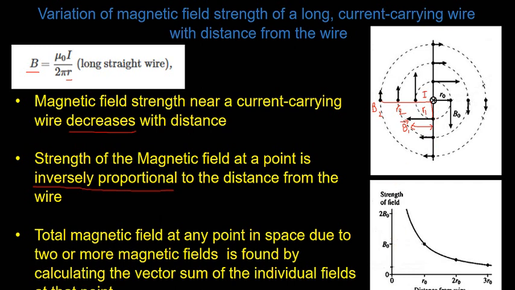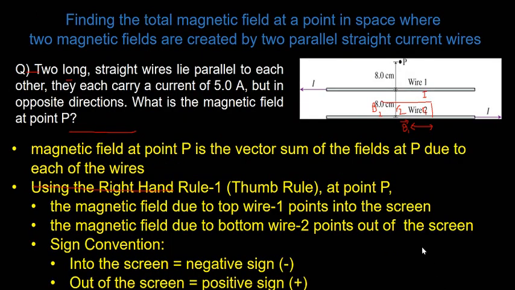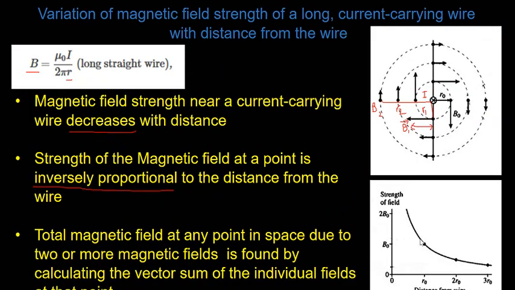And if you were to do a plot here of the distance R from the wire and the field strength, you will see that it shows you the 1/R relationship. This is typically the 1/R behavior. Essentially, it's telling you the magnetic field strength is inversely proportional to the distance from the wire.